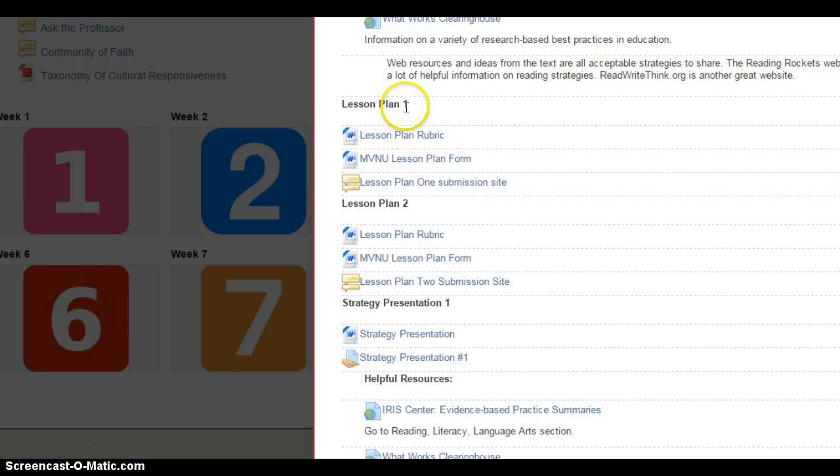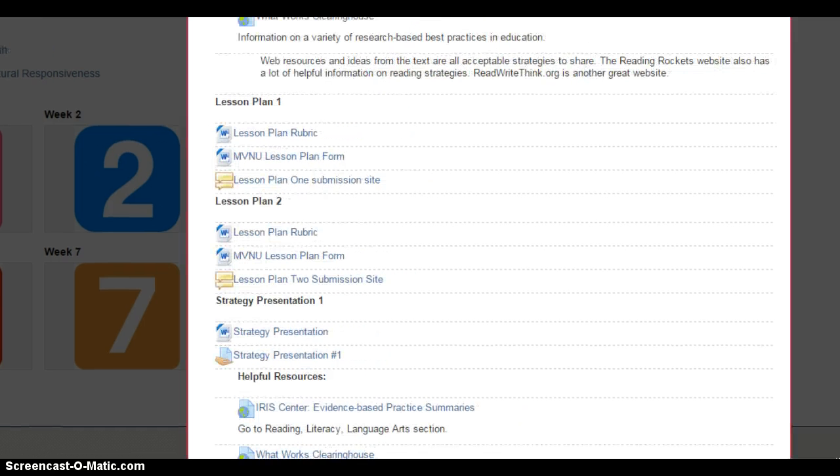As you can see here, Lesson Plan 1, I've provided the lesson plan rubric, the MVNU lesson plan form, and your submission site. Down here, again, this is the same lesson plan rubric and the same MVNU lesson plan form, but I just wanted to make sure that you had all materials in each section without having to hunt or remember to go click here instead of here. I just thought it'd be easier to have it under one umbrella. So when I'm done making this video, you will see the video posted twice. It's the same video. You don't need to watch it both times.